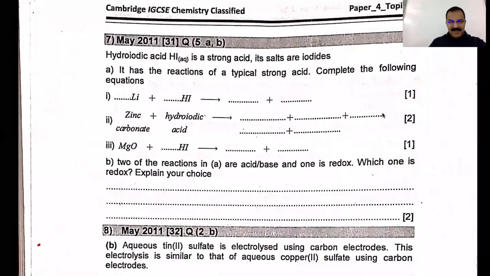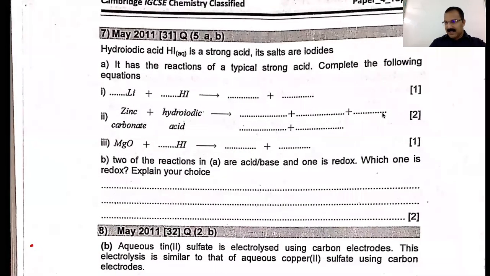One of the rules of redox reactions: when we check the reactions, carbonates and bases reacting with acids are not redox, because there is no change in the oxidation numbers of any of those species. But the first one is redox. Explain your choice. Which one is redox? You can write it this way, or you can say equation 1 is redox.